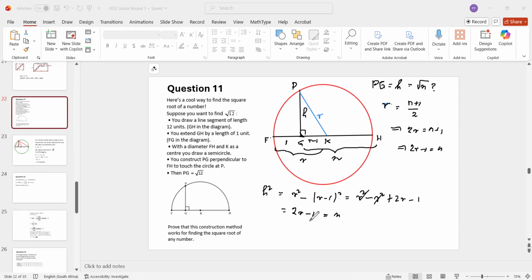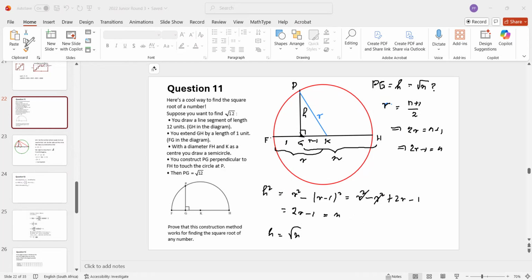And we wanted to find out whether h is the square root of n. h squared is equal to n, so h is indeed equal to the square root of n. So this is a very nice way of constructing the square root of a number. They say using ruler and compass, that is, with straight lines and circles. All right, so that takes care of that problem.